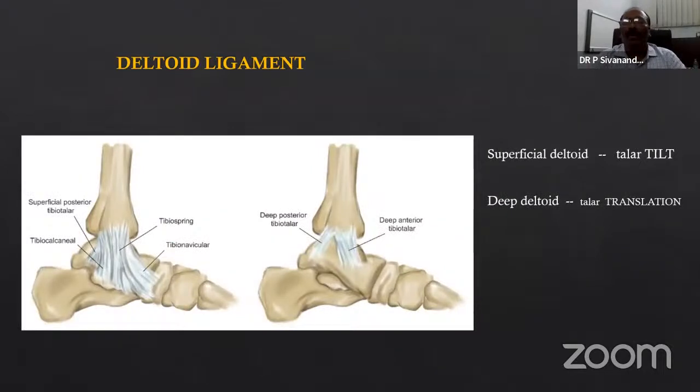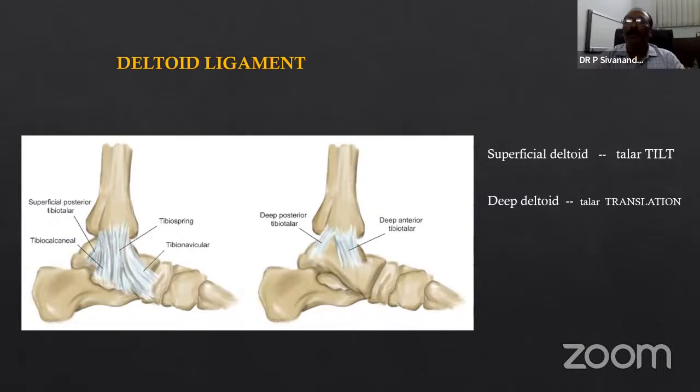Most important, we always think about the connecting structures in the lateral part, but you should always remember that something is holding the talus on the medial side also, which is much more powerful than the lateral structures, that is the deltoid ligament. It has a superficial deltoid ligament and a deep deltoid ligament. We must know that the superficial deltoid ligament spans both the ankle joint and the subtalar joint, and the deep deltoid ligament spans only the ankle joint.